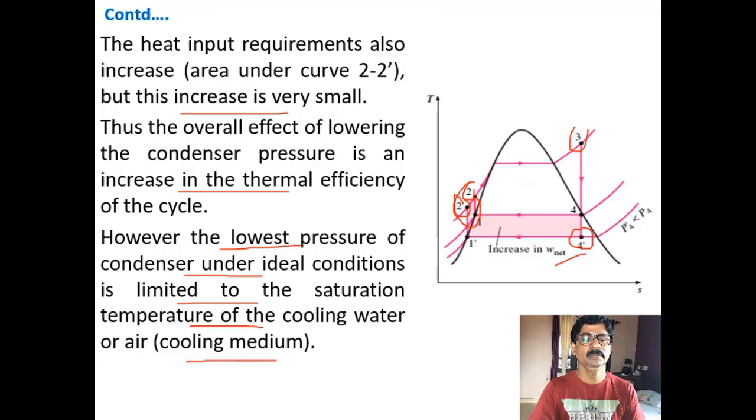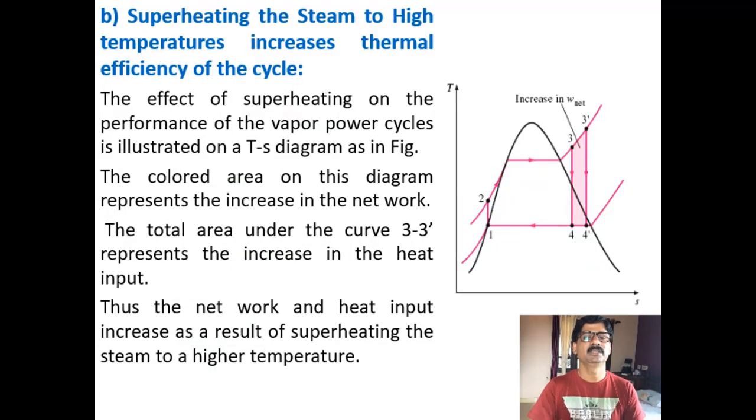Okay. Now the second is that superheating the steam to high temperature increases the thermal efficiency of the cycle. Previously we discussed lowering of the condenser pressure. Now we are discussing superheating of the steam. Now look at this diagram. 3 is the initial condition of the steam. Now it is further superheated to 3 dash. The effect of superheating on the performance of the vapor power cycle is illustrated in this TS diagram. The colored area on this diagram represents the increase in the net work output.